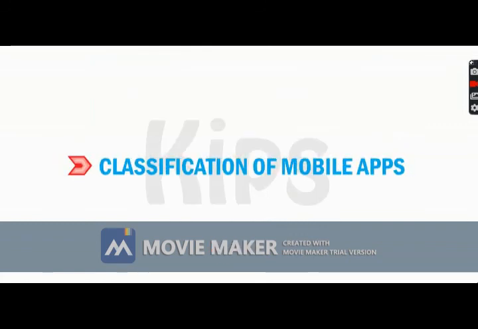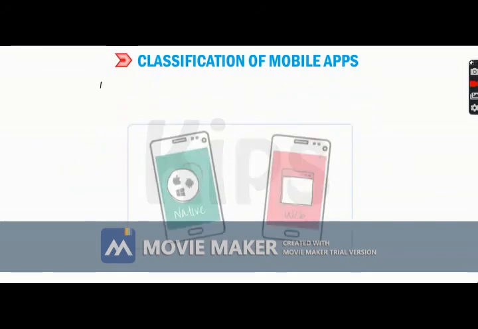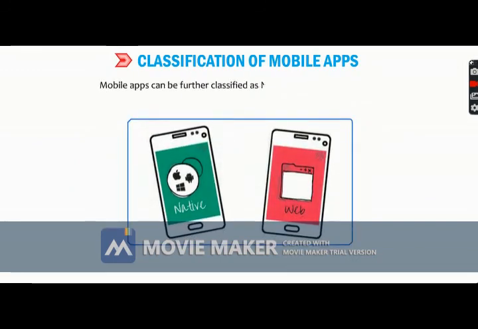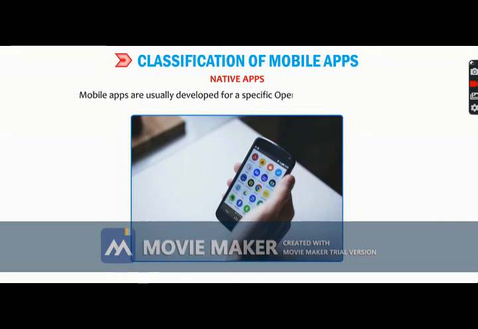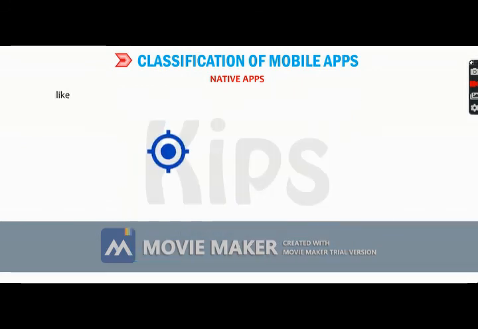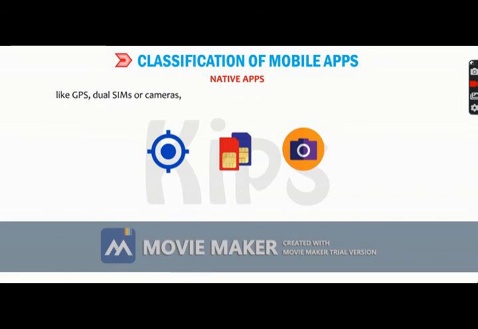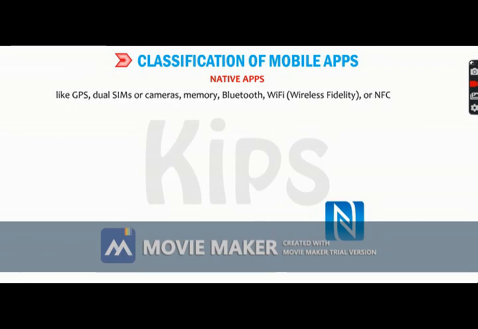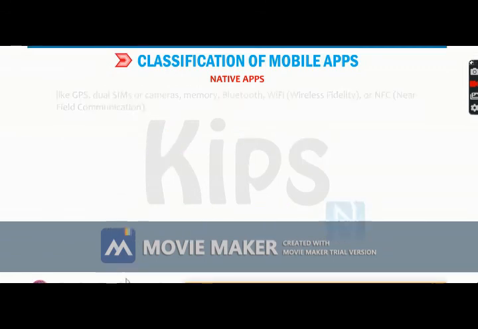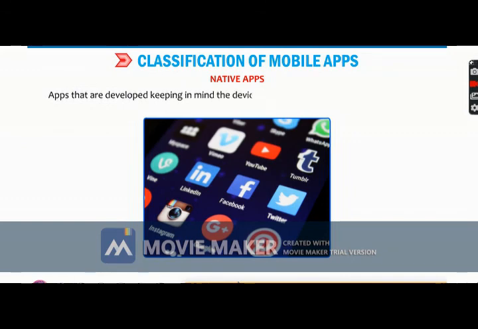Students, let's understand the classification of mobile apps. Mobile apps can be further classified as native apps or hybrid apps. Native apps. Mobile apps are usually developed for a specific operating system and device. This is because each device may have different specifications, like GPS, dual SIMs or cameras, memory, Bluetooth, Wi-Fi, wireless fidelity, or NFC, near-field communication. Apps that are developed keeping in mind the device specifications are known as native apps.